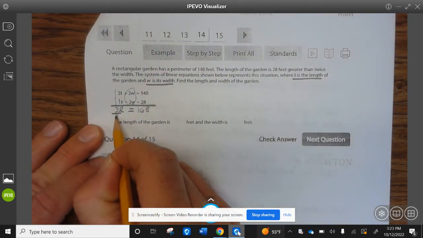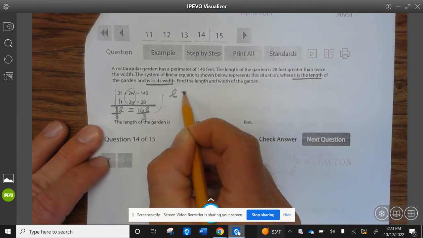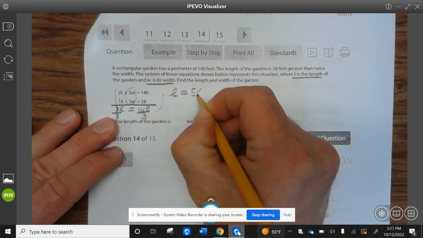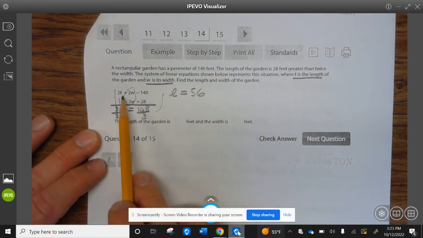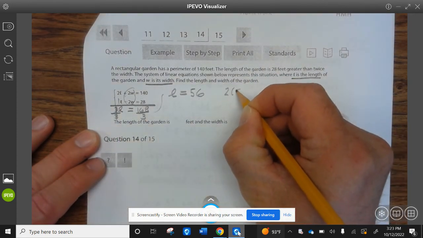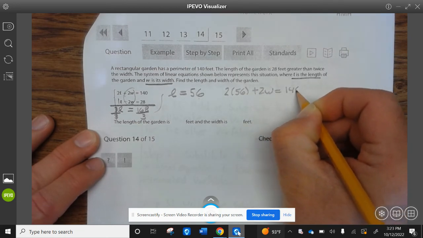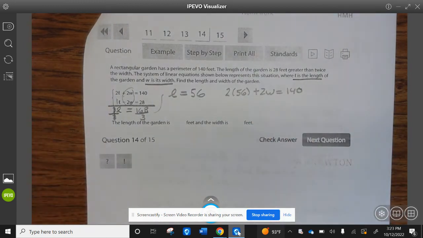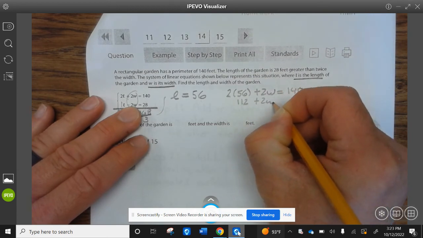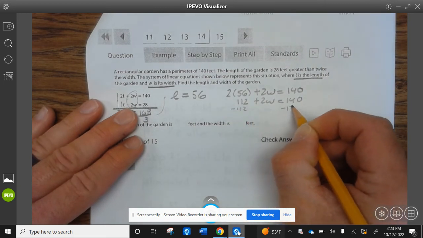Divide both sides by 3. Becomes 1. So L equals 56. Now we're going to plug in this number and solve for W. And since the first equation is positive, I'm going to use that one. So that's 2 times 56 plus 2W equals 140. So 2 times 56 is 112. We're then going to subtract 112 from both sides.